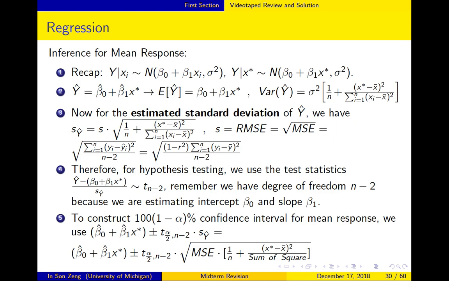For the confidence lower bound or confidence upper bound, we will either do beta 0 hat plus beta 1 hat x star plus t with n minus 2 degrees of freedom at level alpha times s of y hat, or beta 0 hat plus beta 1 hat x star minus t with n minus 2 degrees of freedom at level alpha times s of y hat. This is about the inference for mean response.